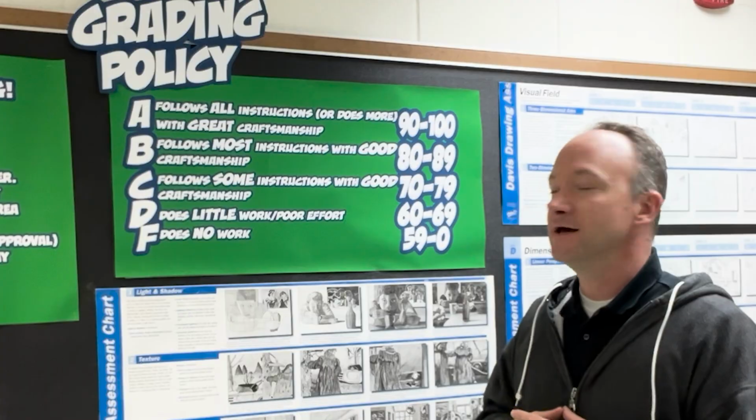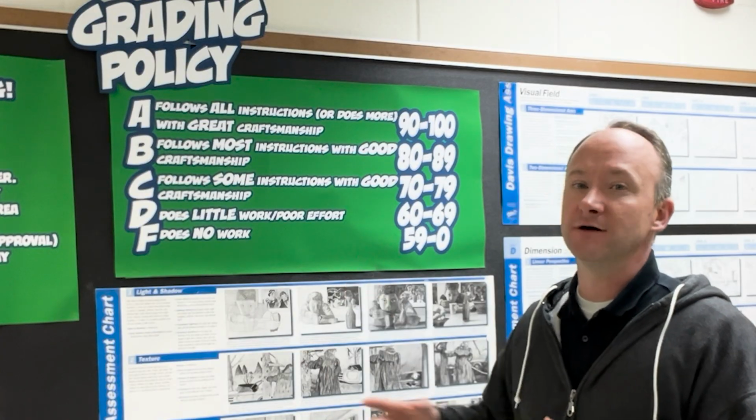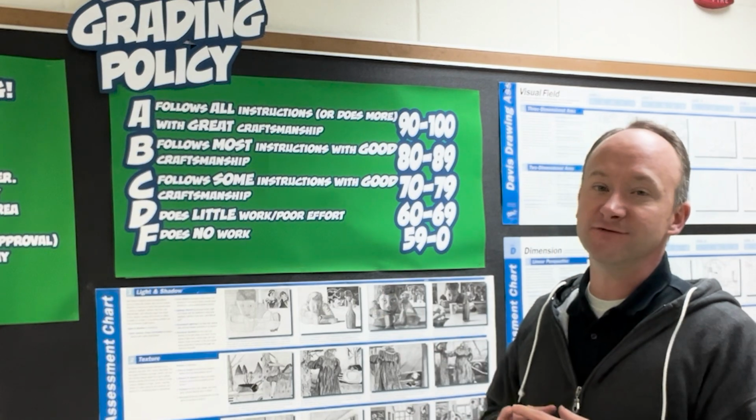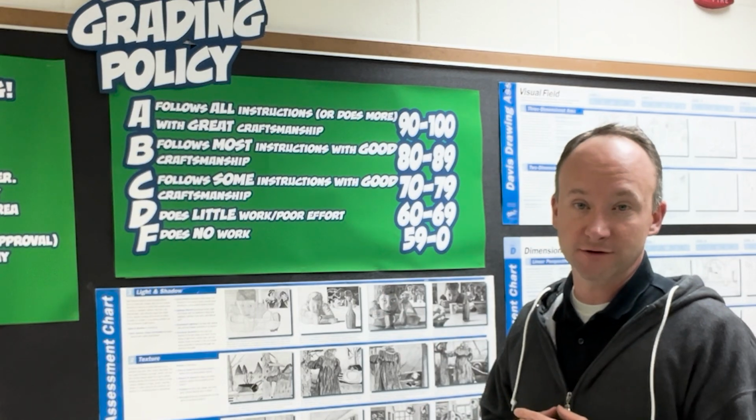A D is for the student that does little work, poor effort. I think we all know what a D looks like. And an F is for the student that does no work. Now that you know my rules, it's time to make some art.